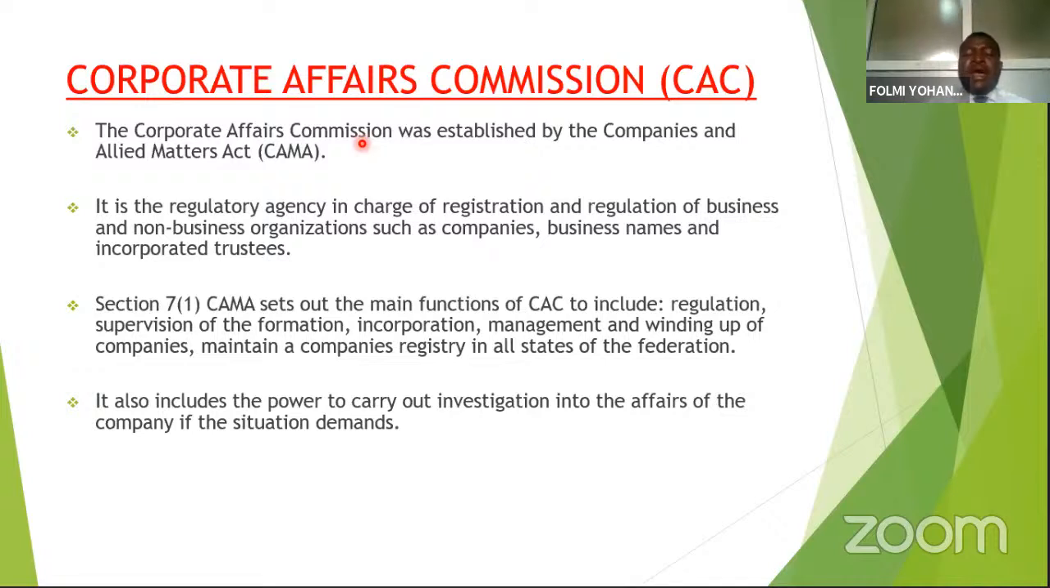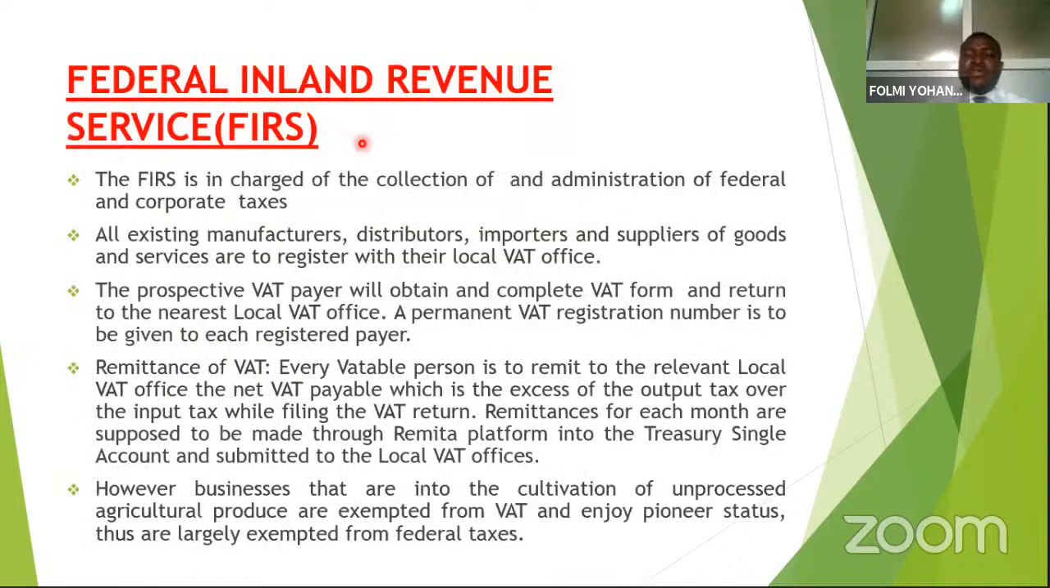Then the court can order for such. It's not an automatic thing. Then we have the Federal Inland Revenue Service. The Federal Inland Revenue Service used to be an arm of the Federal Board of Inland Revenue. So it used to be an arm, but after the passage of the 2007 Act, it gave it autonomy from the Federal Board of Inland Revenue.